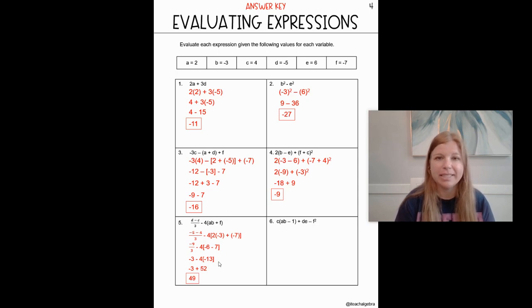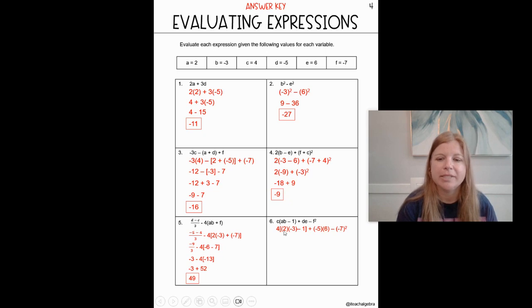Last one, C times AB minus 1 plus DE minus F squared. So again, all the variables are here, just like in the last problem. We just have to plug in all the numbers very carefully. A lot of parentheses and grouping symbols are going on here for sure because we have a lot of numbers to plug in. And when I look at this expression, I ask myself again, do I have grouping symbols?